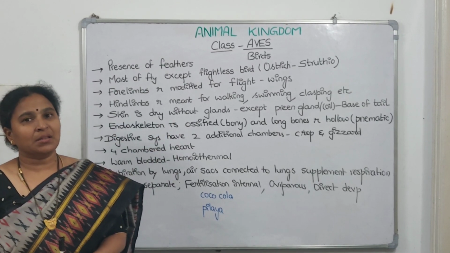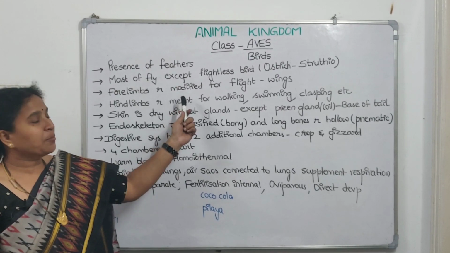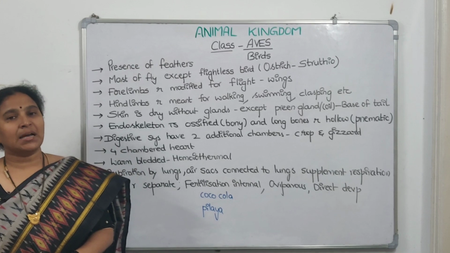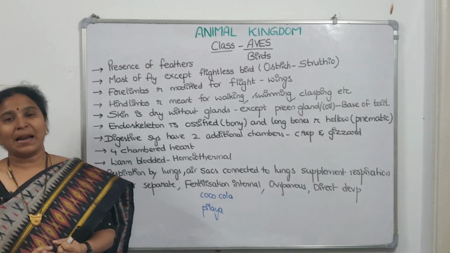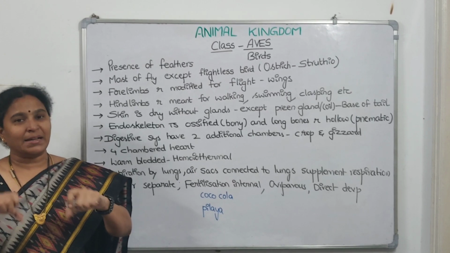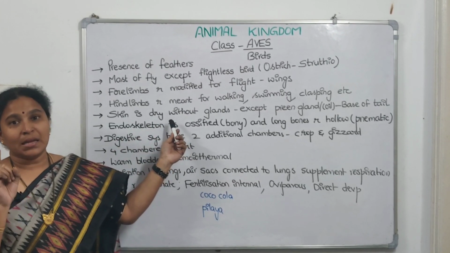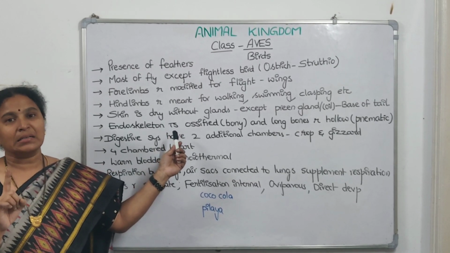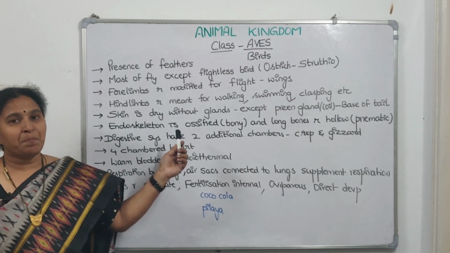Since they come under the superclass Tetrapoda, they have 2 pairs of limbs. The forelimbs are modified for flight, which are called wings, whereas the hind limbs are used for walking, swimming, or clasping the tree or branches. Now the skin is dry. A bird's skin doesn't have any glands, except one gland called the preen gland or oil gland, which is present at the base of the tail.